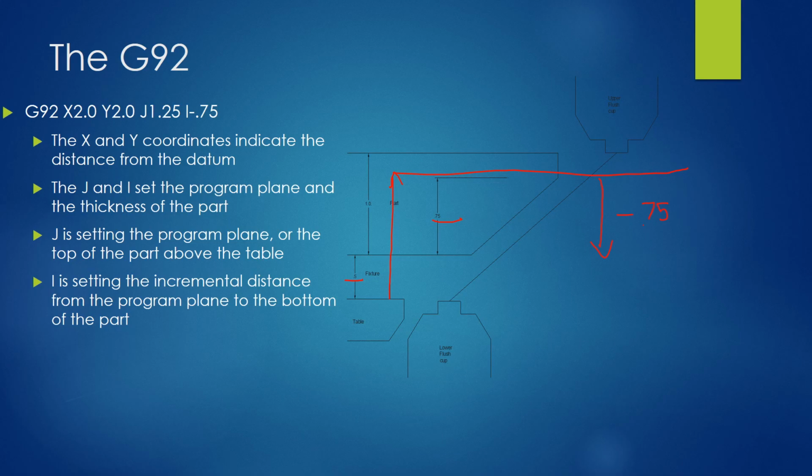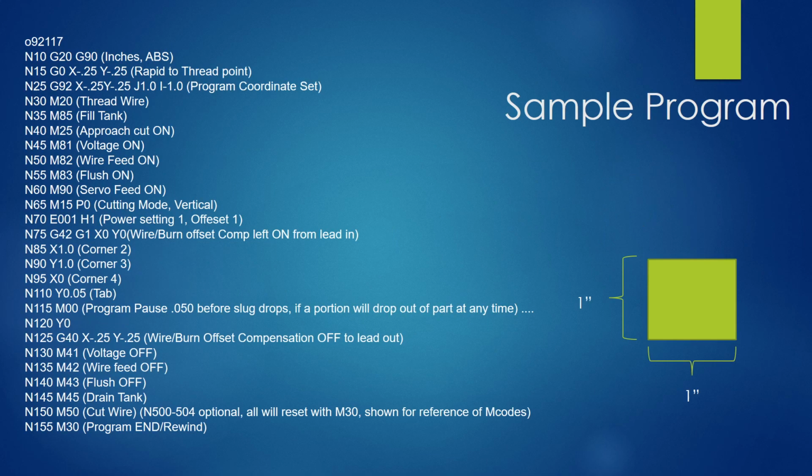If I invert these and I'm in 4-axis mode, I'll actually make the program cut completely upside down. So that's how powerful this particular code is. And all wire EDMs require that G92 at the top. Okay, so that's something to do.